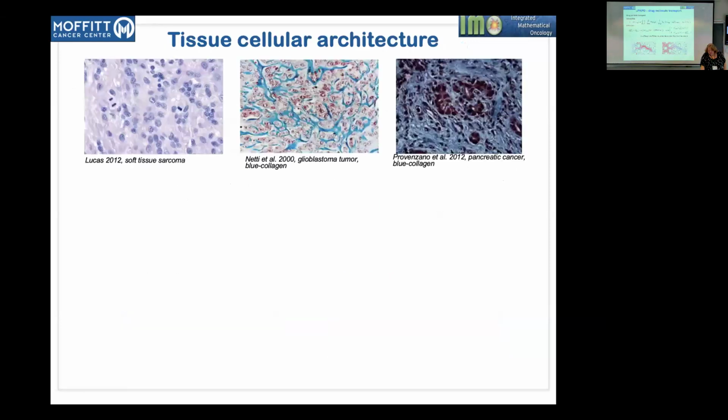Okay, so with this model, we are then interested: does the tissue architecture actually play a role in this transport or not? So I'm showing you three pictures of three different tissues. There is a sarcoma, glioblastoma, and pancreatic cancer. The two in the middle and the right, all this blue stuff is the collagen. It's a marker for collagen. On the left-hand side, you see the nuclei and some of the fibers of the ECM. So those tumor tissues look different.